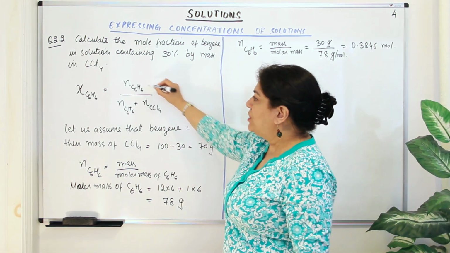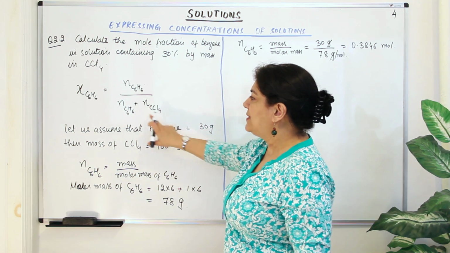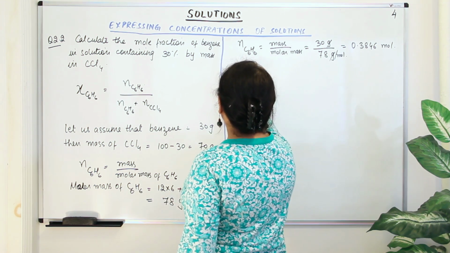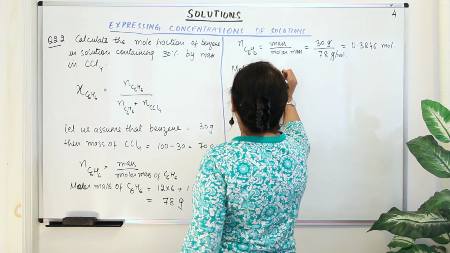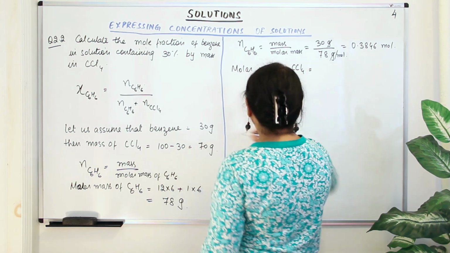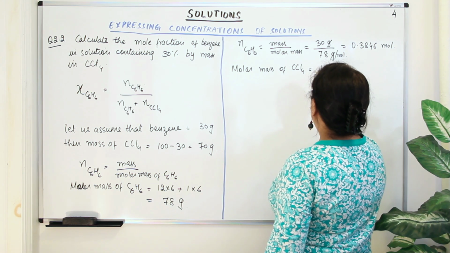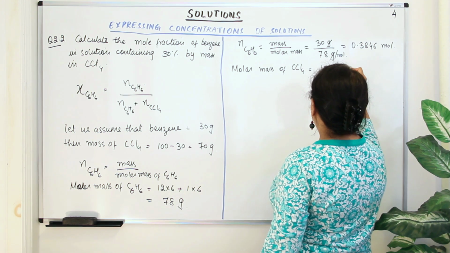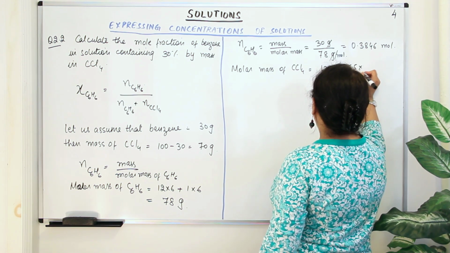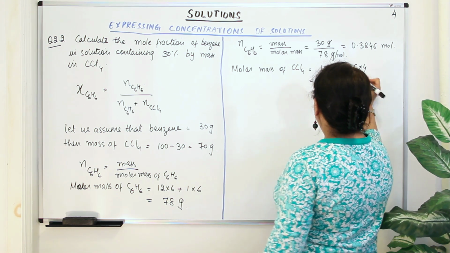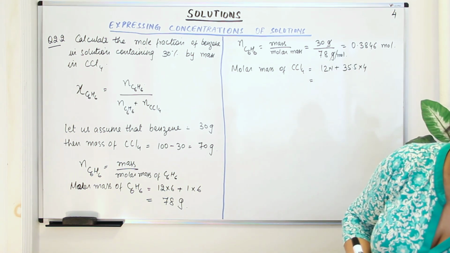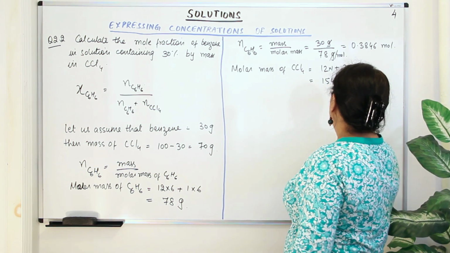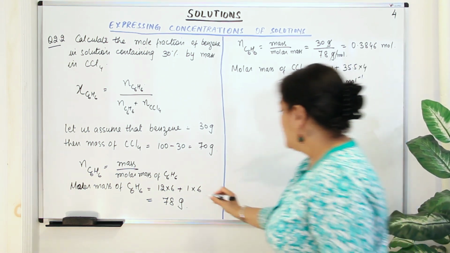Now, what you need is the number of moles of CCl4. In order to calculate the number of moles of CCl4, you need to know the molar mass of CCl4. Now, the mass of carbon is 12 and there's only one atom, so into 1, plus there are 4 chlorine atoms and the mass of one chlorine atom is 35.5 into 4. So 12 into 1 plus 35.5 into 4, when you calculate this will come out to be equal to 154 grams per mole. 154 grams per mole is the molar mass of CCl4.